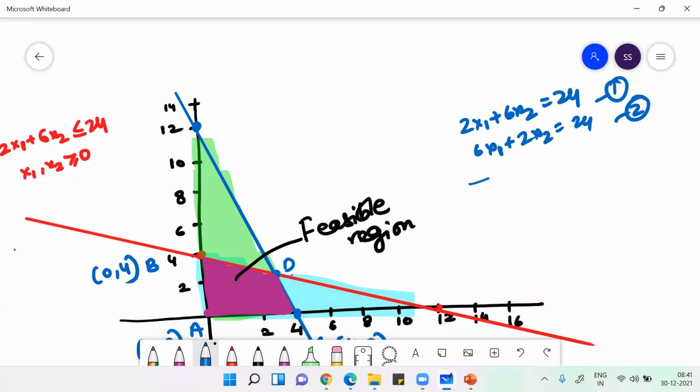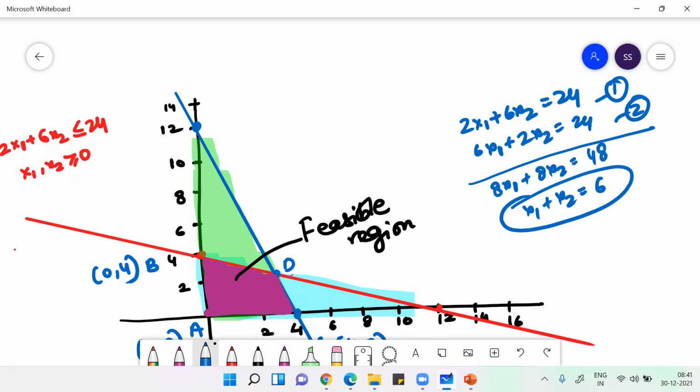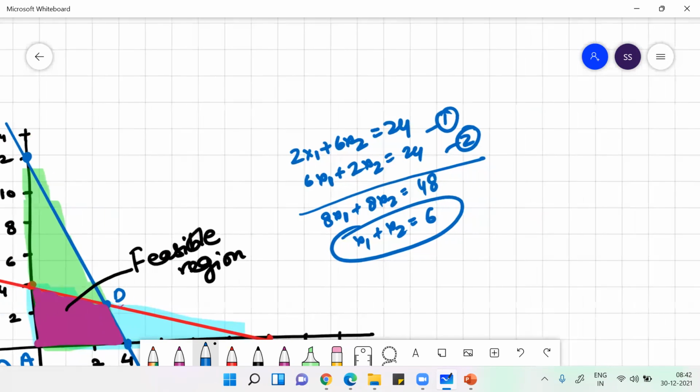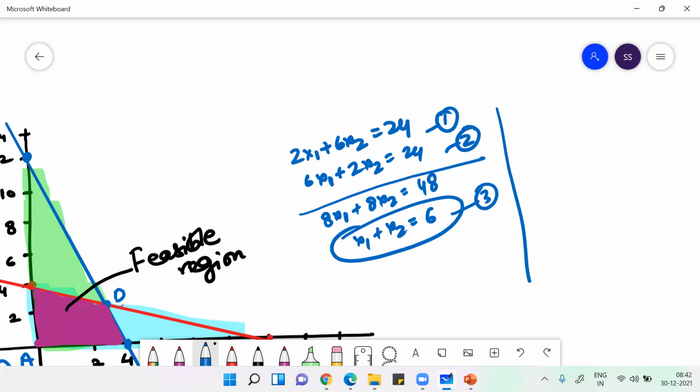So how can I do this? If I add them, I'll get 8x1 plus 8x2 is equal to 48, right? So I'll get x1 plus x2 is equal to 6. So this is my third equation.